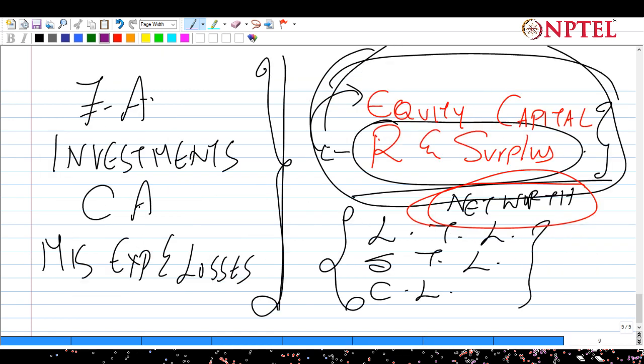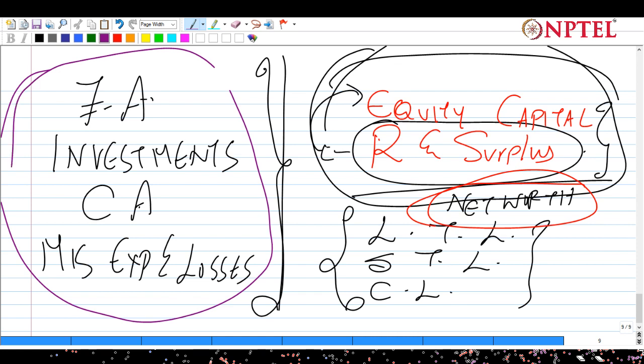Whatever I give. Where does miscellaneous expenditure and losses come out there? This entire thing out here, miscellaneous expenditure and losses, is basically unamortized. The amount that is not utilized, that you still keep. What is miscellaneous? Let me take an example.